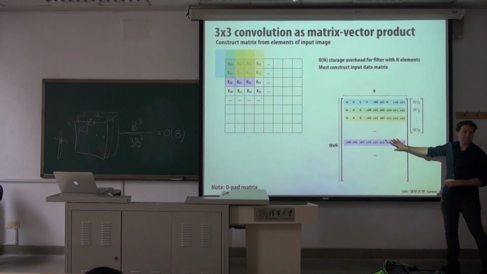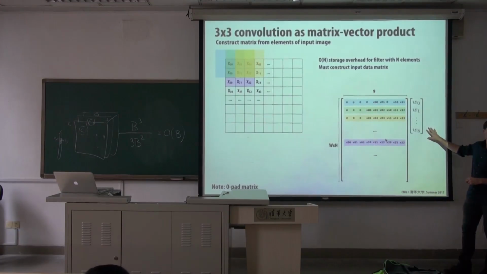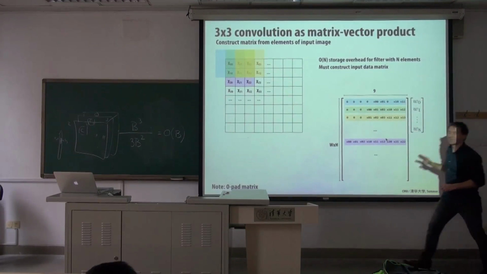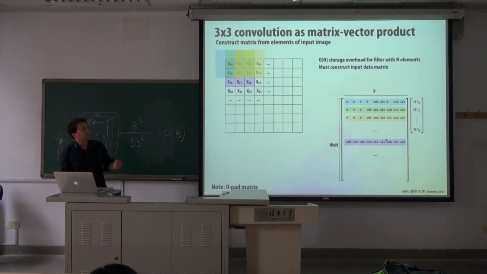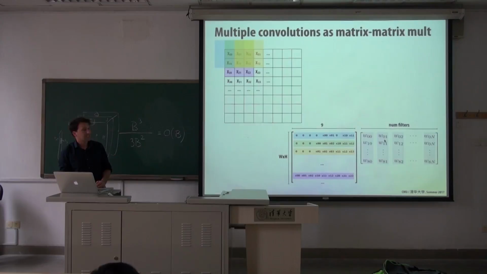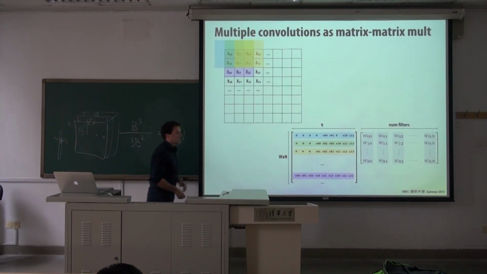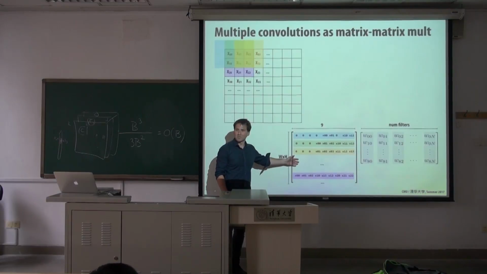Would you change the matrix? Would you change the vector? How would you change the vector? You would add columns, right? So if I want to do 96 convolutions at once, or number of filters at once, I just stack up those extra weights. And now all of a sudden, I have a matrix-matrix multiplication problem.